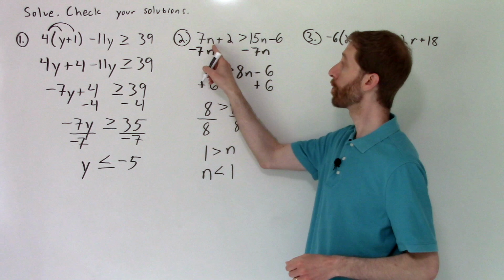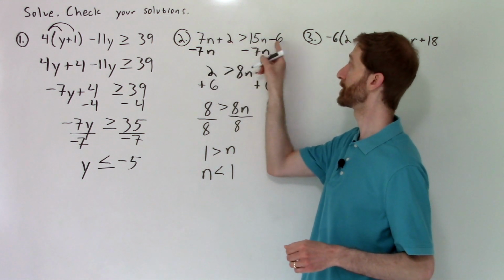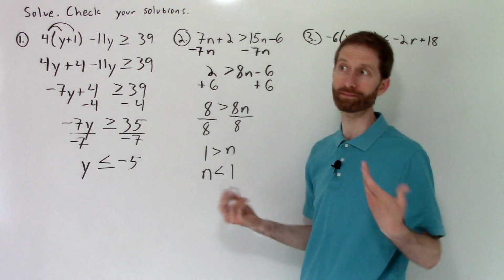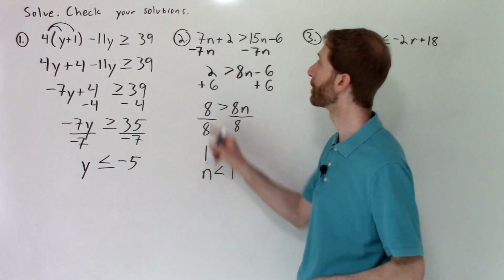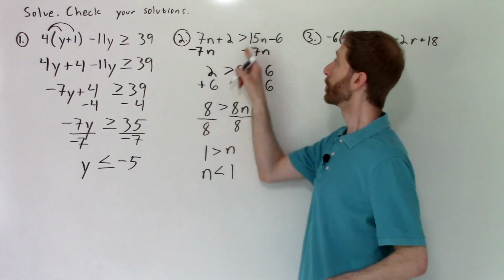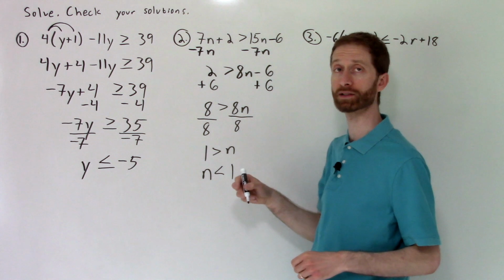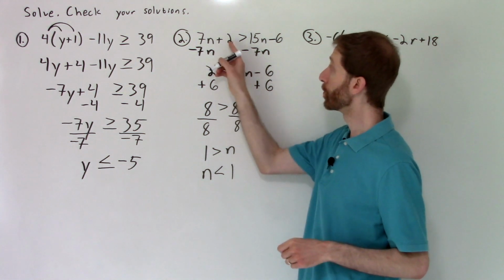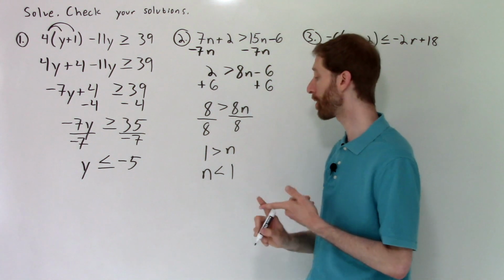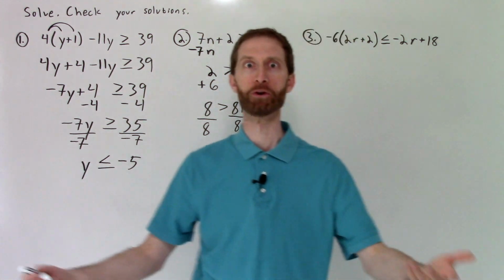You'd plug 1 in. 1 times 7 is 7, plus 2 is 9. 1 times 15 is 15 minus 6 is 9. So that's the correct boundary. And then pick a number less than 1. An easy number less than 1 would be 0. 0 times 7 is 0, plus 2 is 2, which is greater than 15 times 0 is 0, minus 6 is negative 6. So when we plug in 0, we get that 2 is indeed greater than negative 6. So we know our inequality sign is correct and that our boundary is correct. I said I wouldn't check, but I couldn't help myself.